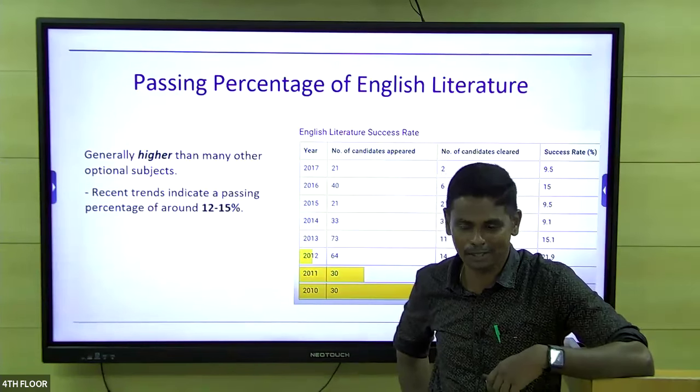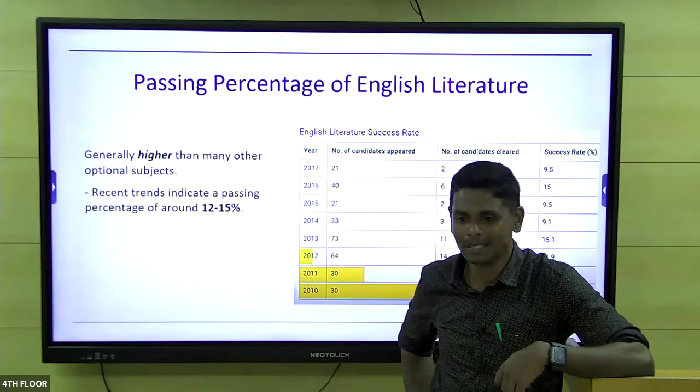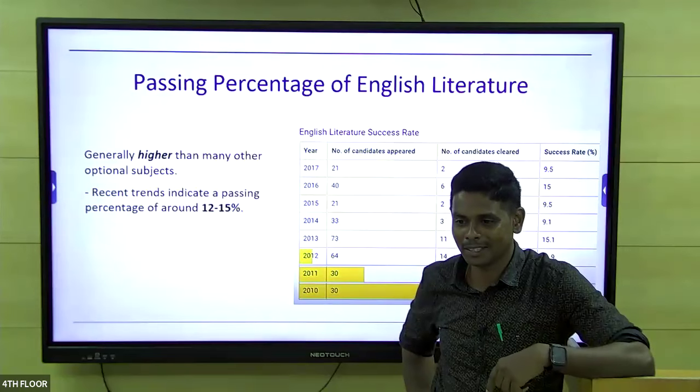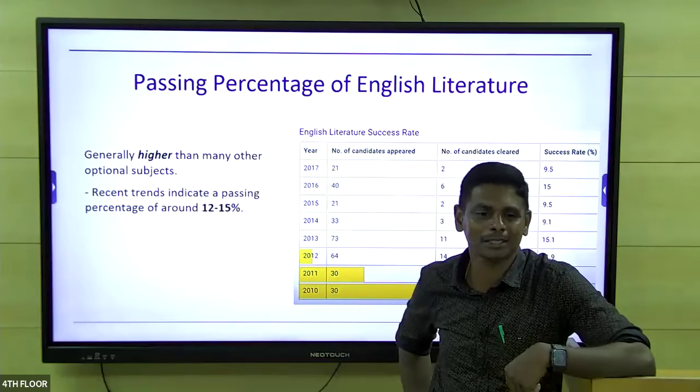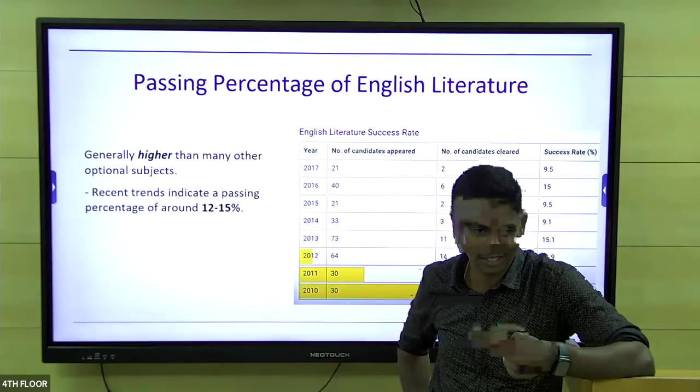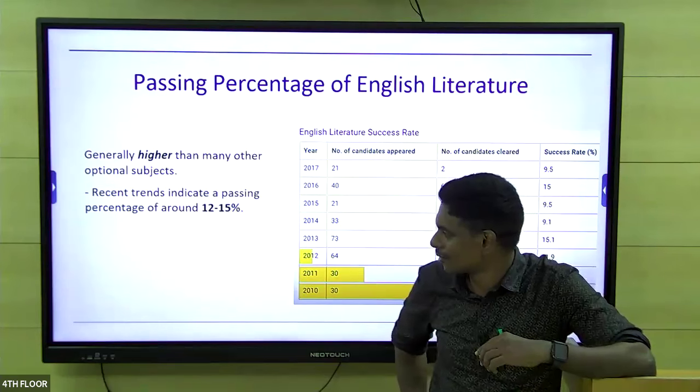There is a 100% success rate in some cases, like Bodo literature, where only one candidate writes and that one candidate passes the exam. That is 100%, but that is an exceptional story that we cannot take in a normal average.